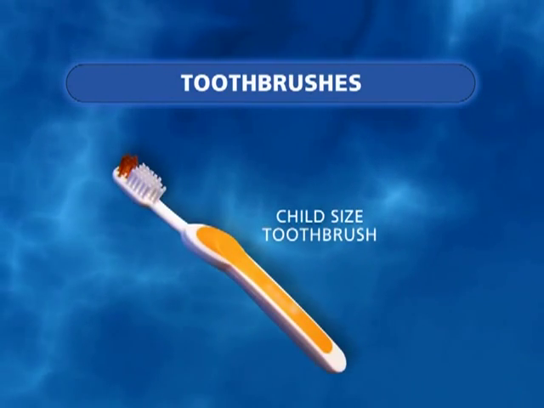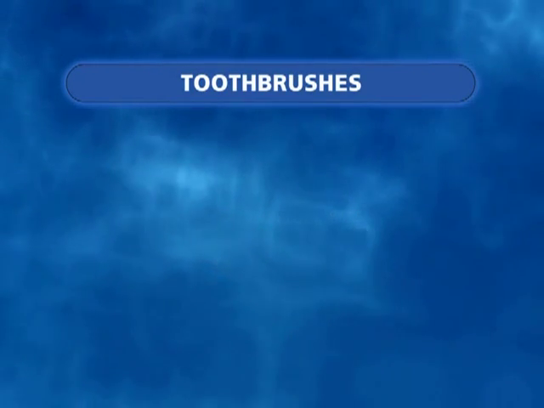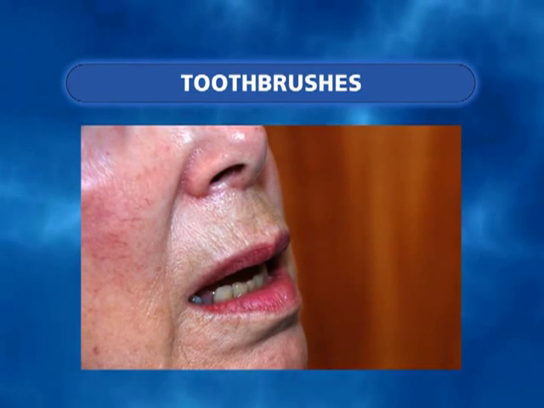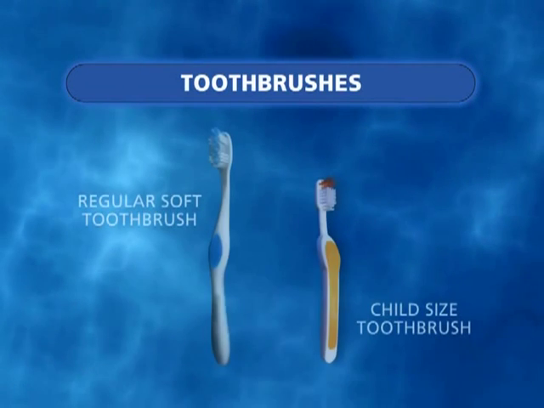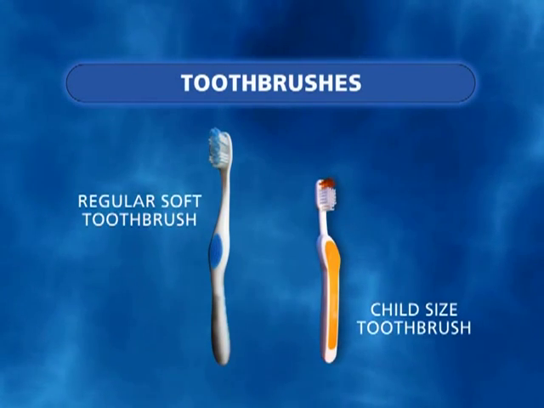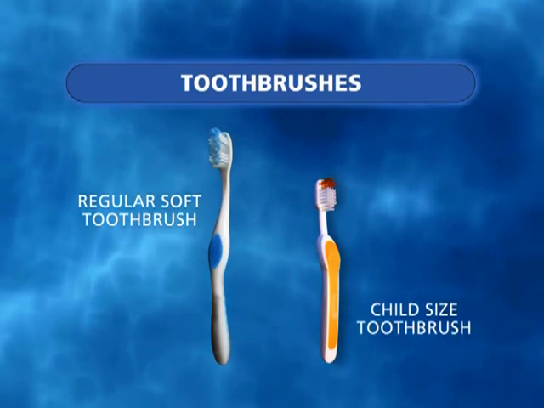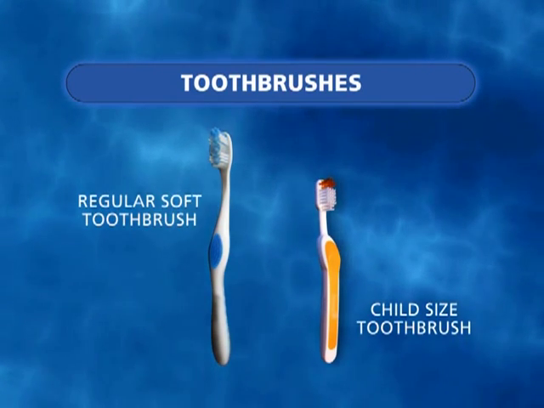It may be necessary to use a child-sized toothbrush for residents who have difficulty opening their mouths wide or have small mouths. Children's toothbrushes have smaller heads and smaller handles. Smaller handles can be good for residents with small hands.